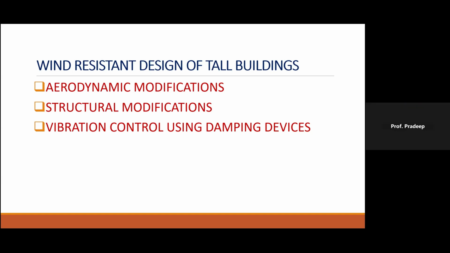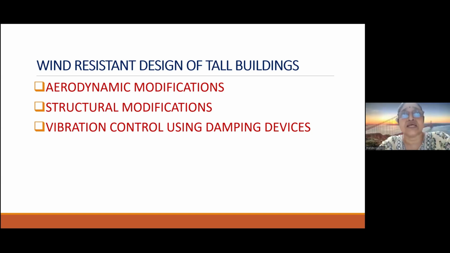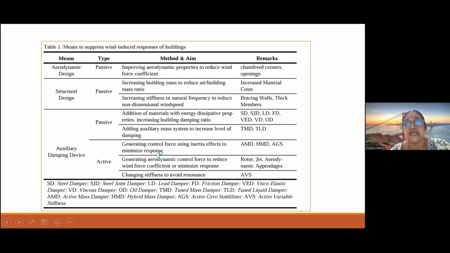So we said that wind in the case of tall buildings has 2 aspects. One is with respect to strength, serviceability and stability, and another is user comfort. That also is quite important. So these are basically the means which are possible. That is aerodynamic design, which is a passive type of modification, that is improving the aerodynamic properties to reduce the wind force coefficient, like chamfered corners. And somebody asked me in the morning, the openings, they are basically aerodynamic modifications.